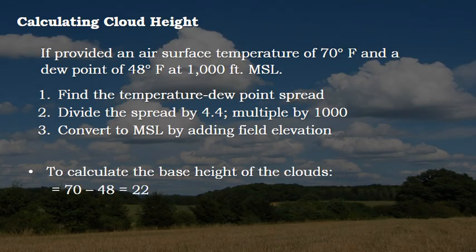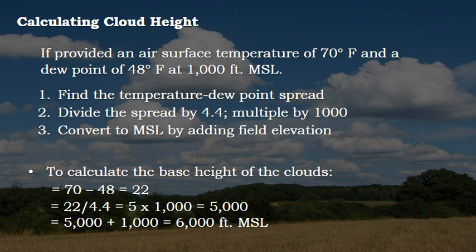For the example, the dew point of 48 is subtracted from the temperature of 70 degrees, giving us 22. Then the 22 is divided by 4.4, resulting in 5, which is then multiplied by 1,000 equaling 5,000 feet. Then the field elevation is added to the 5,000, giving us a cloud height base of 6,000 feet.